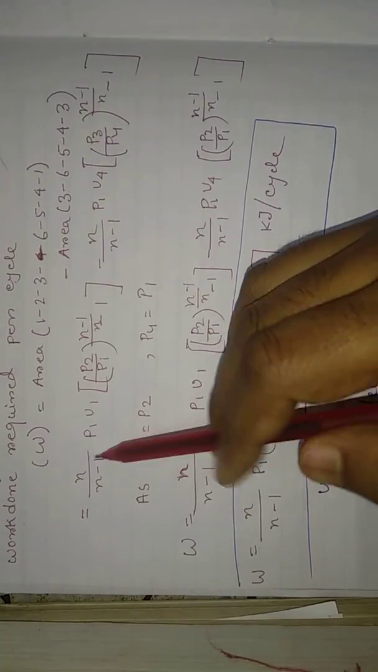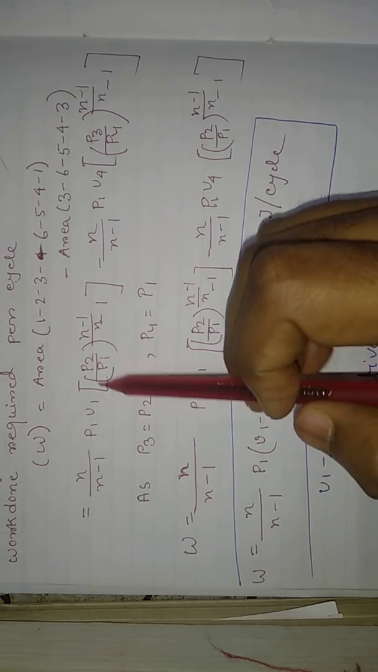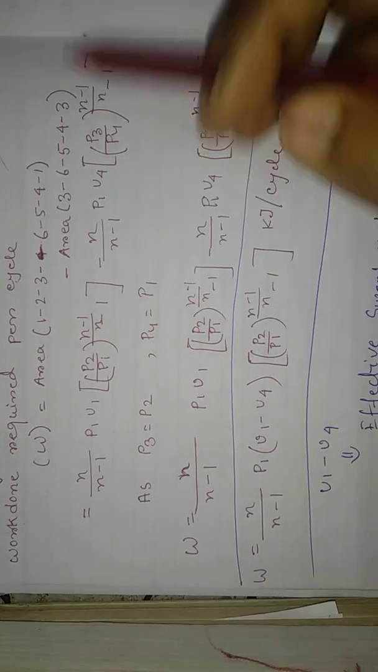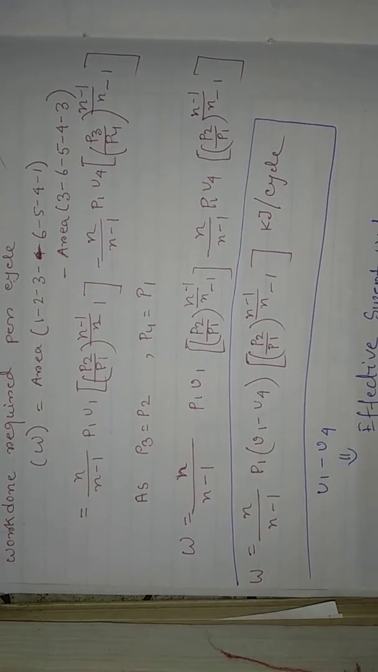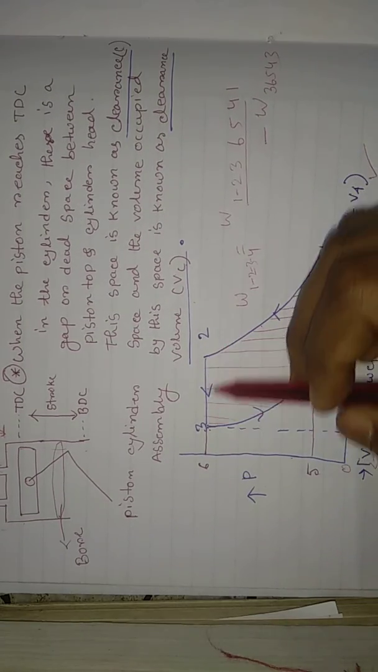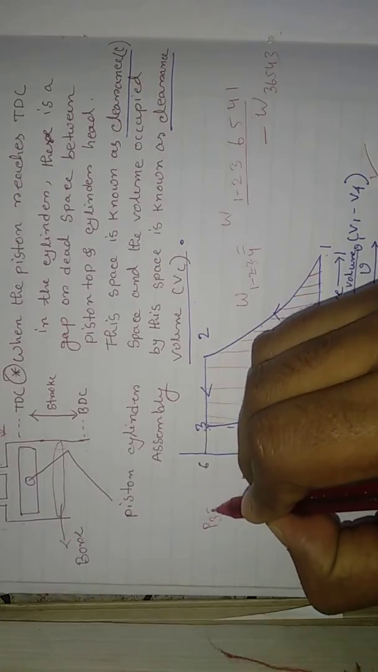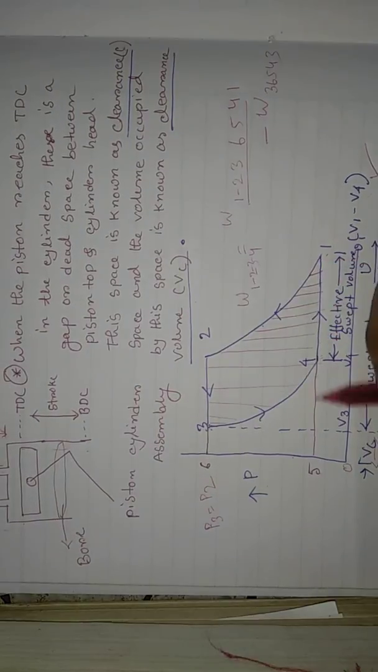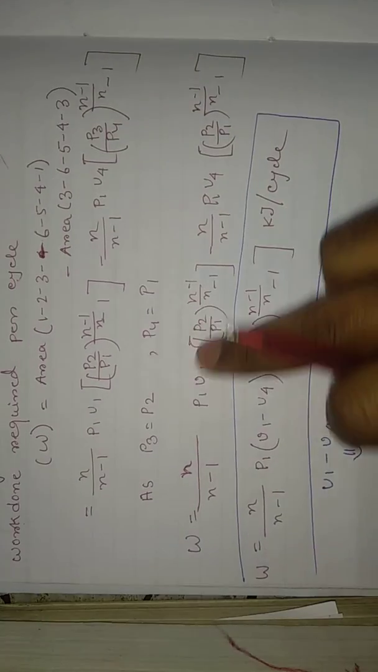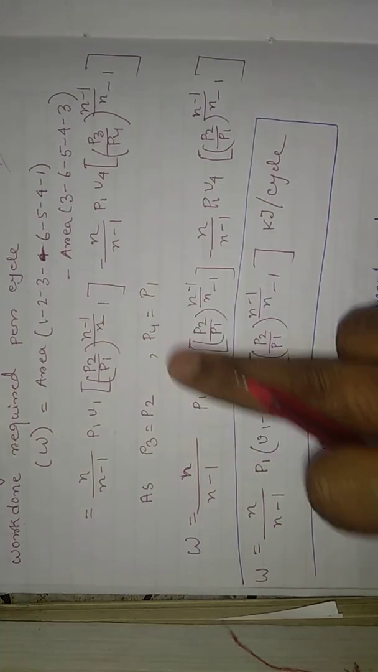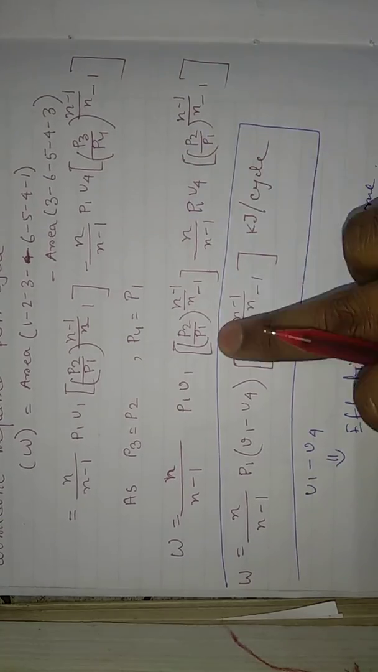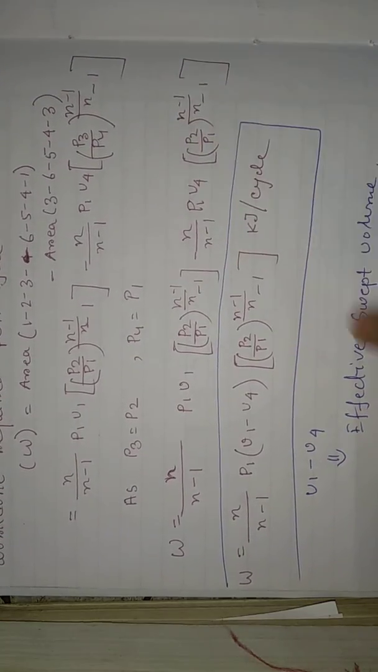When you calculate, that will be n by n minus 1 P1 V1 into (P2 by P1) to the power (n minus 1) by n, minus 1, as already given. Now from that diagram, you also know that there is a constant pressure line, so you can write P3 is equal to P2 and P4 is equal to P1. So both are the same, and this is nothing but your pressure ratio.